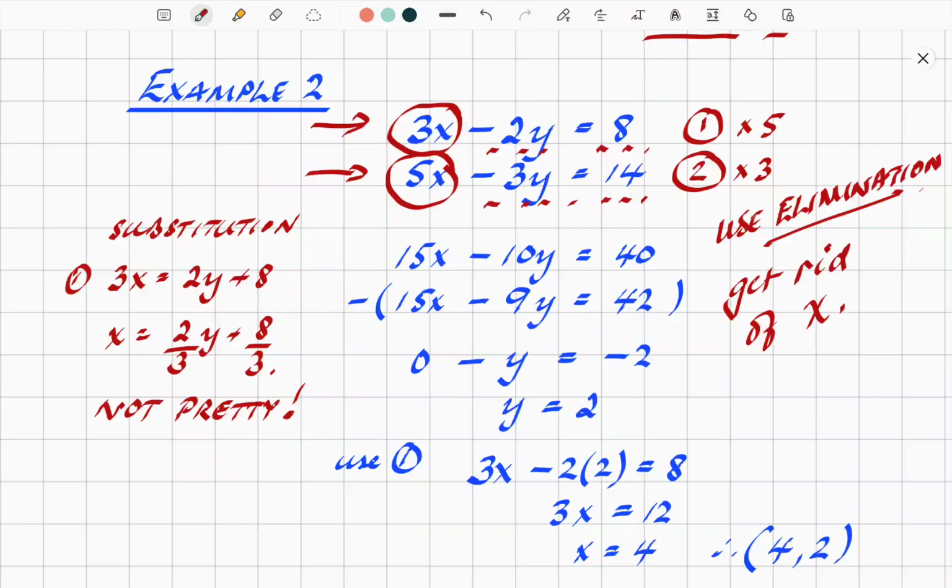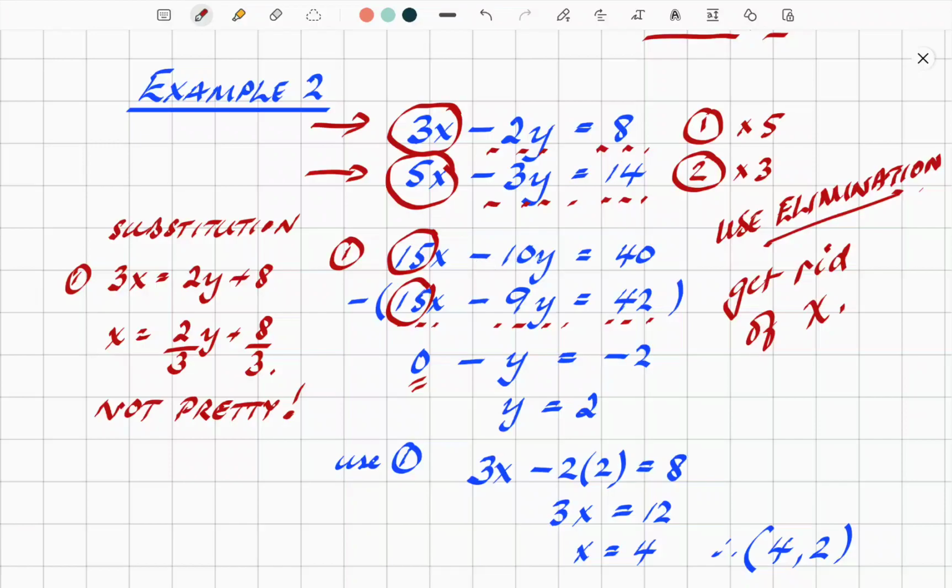So when I take equation 1 and I multiply by 5, I get 15x minus 10y equals 40, all right? And then equation 2 times by 3 gives me 15x minus 9y equals 42, all right? So I've now got my x's with the same coefficient, 15. So if I minus one of those equations from the other, I will eliminate the x's. So I've chosen to go ahead and just subtract it as it is. 15x minus 15x, 0, that's fine.